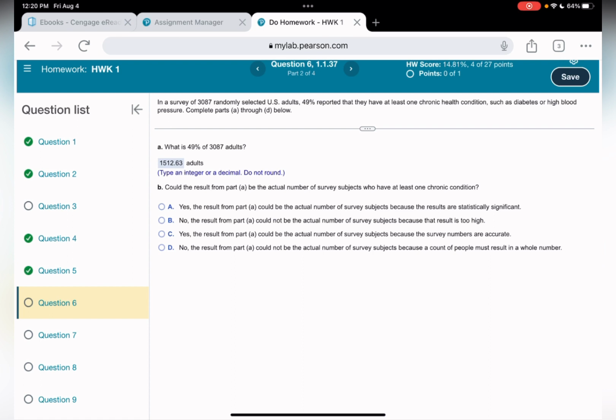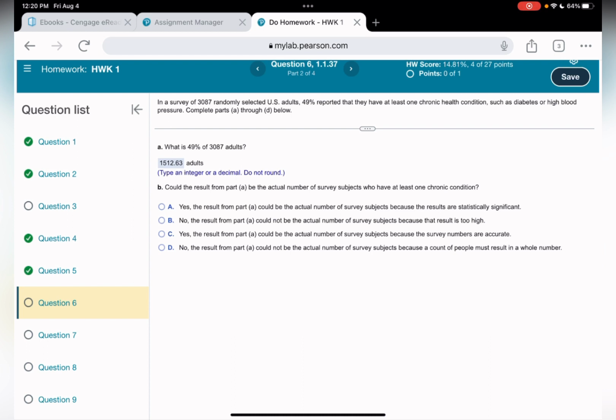Result is too high. Yes, it's high, but it's out of 3,087. It's not for the entire population. Let's see what the answer is for D. No, the result from part A could not be the actual number of survey subjects because a count of people must result in a whole number.